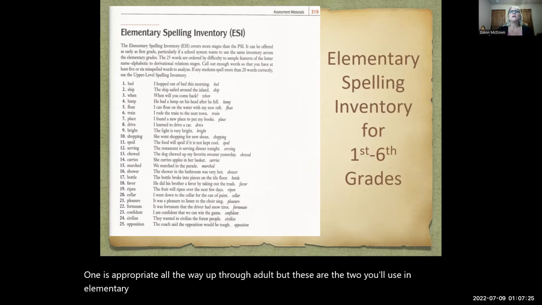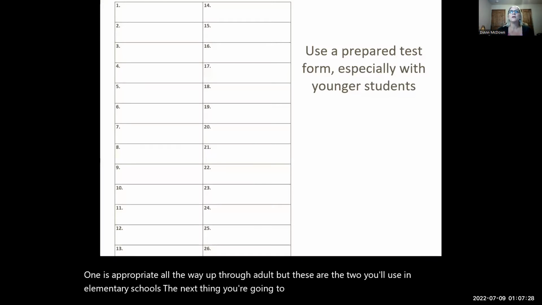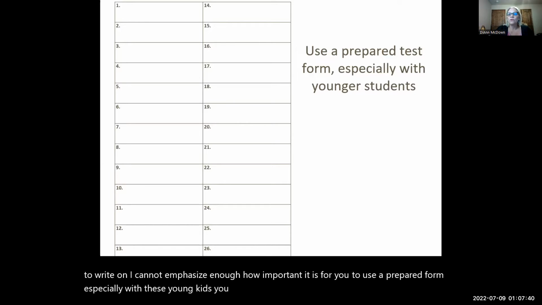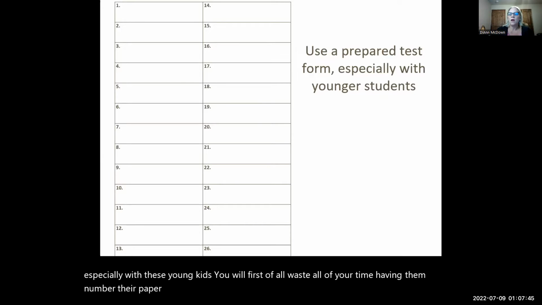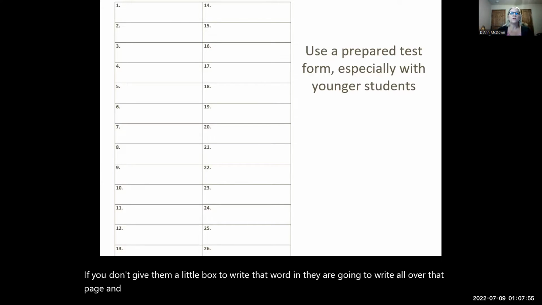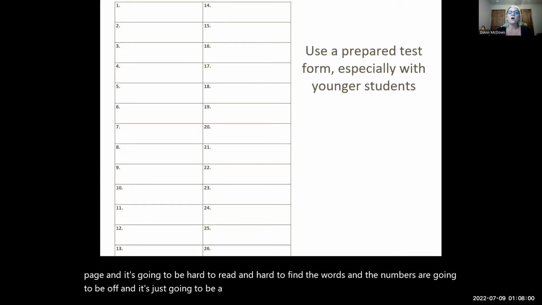The next thing you're going to need is a form, a piece of paper for them to write on. I cannot emphasize enough how important it is for you to use a prepared form. Especially with these young kids, you will first of all waste all of your time having them number their paper. And if you have ever worked with young children, you know that if you don't give them a little box to write that word in, they are going to write all over that page, and it's going to be hard to read and hard to find the words, and the numbers are going to be off, and it's just going to be a mess, and you're going to waste a lot of time.